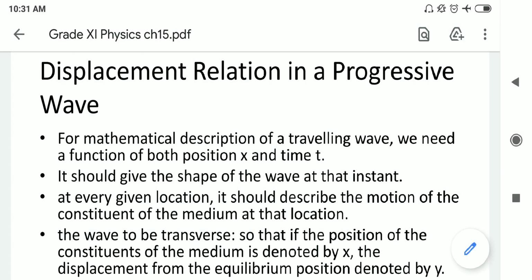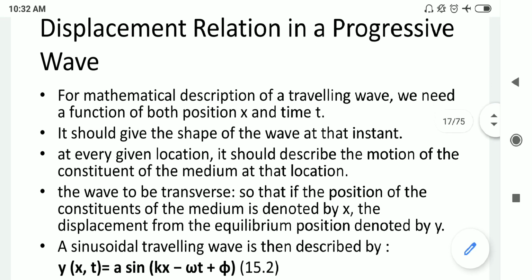For that we require two dimensions, x and y, which we define in terms of position and time, as we are defining a wave, that is the motion of the particles, that will define a position along with the time. So here the shape of the wave is defined by the displacement at any instant of time. At every location, it would describe the motion of that constituent of the medium at that particular location at that instant of time.